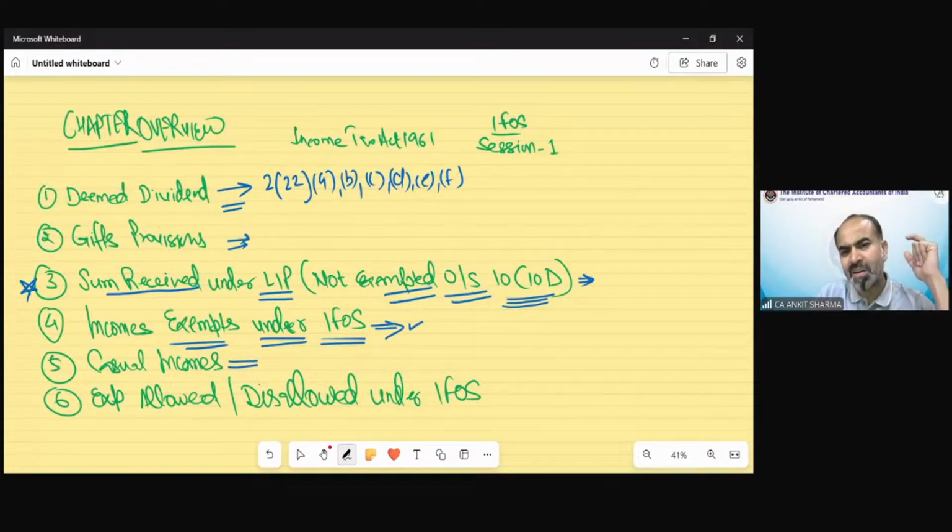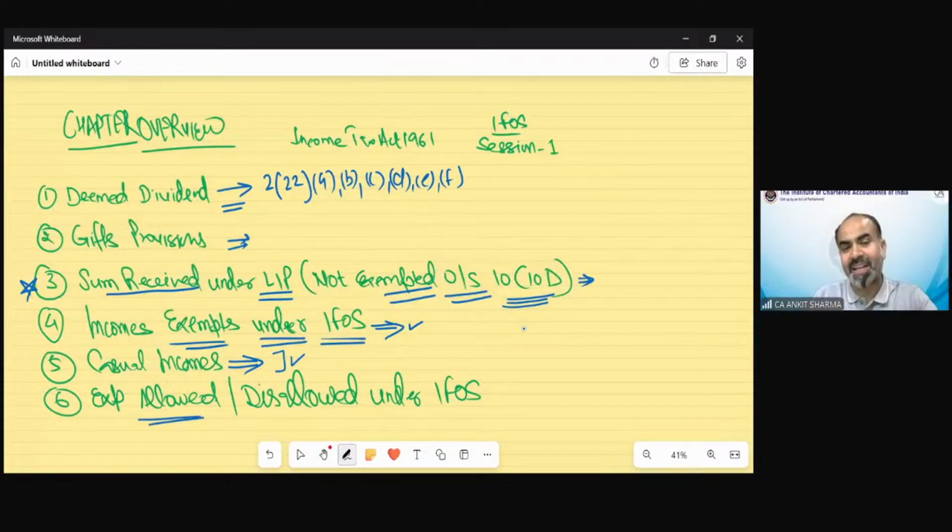Casual income is a term you might have heard multiple times. In the last session of capital gain we talked about it, and you might have gone through this term in an earlier chapter also. So what is casual income? What is the concept of taxability? What are the provisions regarding it? That is also going to be discussed. So this is a very small topic, but again, very important.